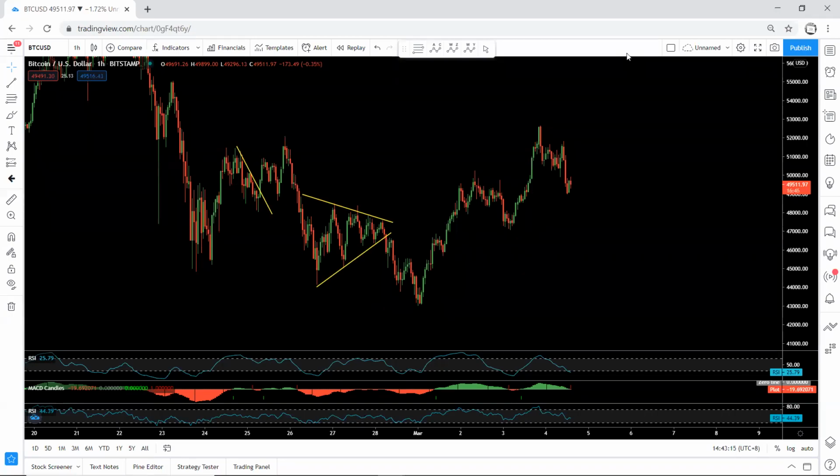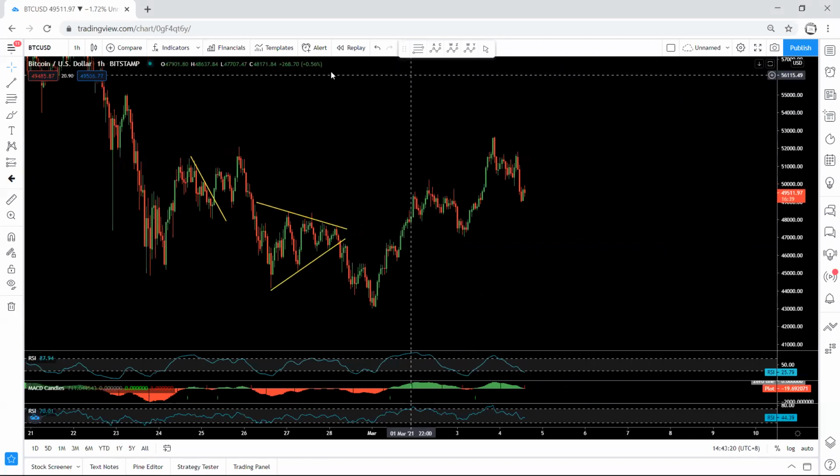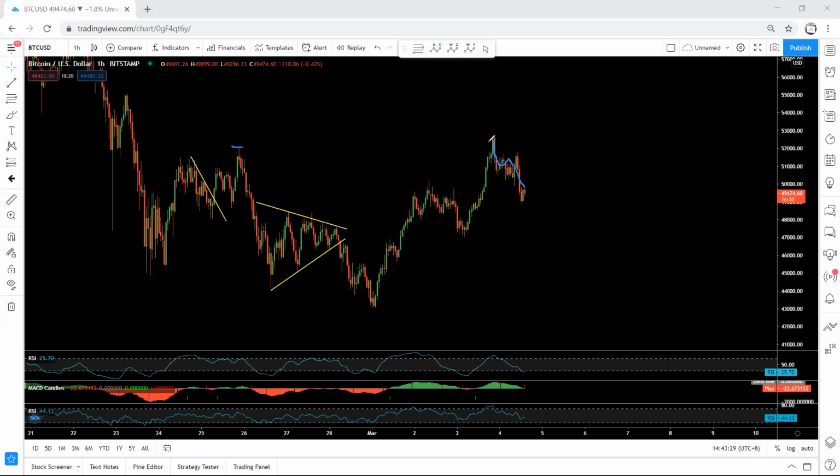Bitcoin, we start with the 1 hour chart. If we refer to our analysis, when the price was here, we were looking for buy. And one of the things we mentioned, if we get the breakout of this, we wait for correction. But as we can see, the wave is correct, drop quite a lot.